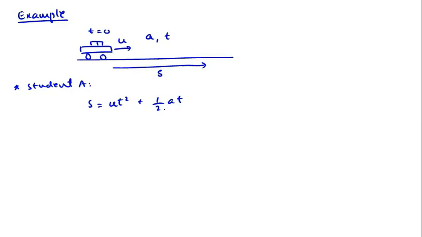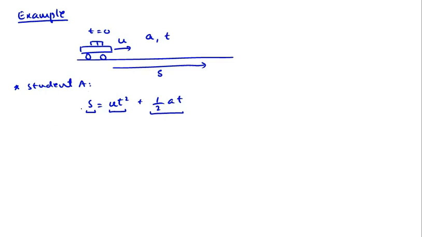Students, first of all, note that this equation has three terms: s, ut squared, and half at. Now if all the terms have the same SI base units, then the equation is homogeneous and may be correct. But if the terms have different SI base units, then the equation is non-homogeneous and must be incorrect. So let's calculate SI base units of each term now.